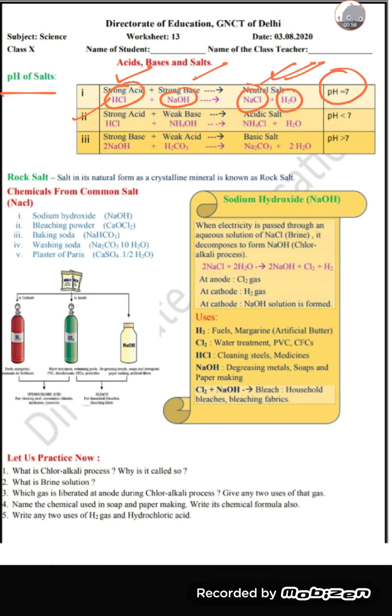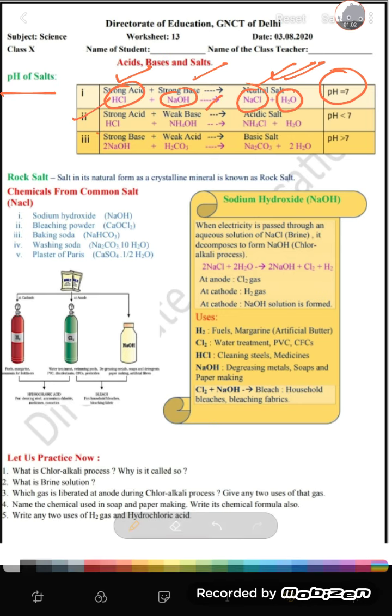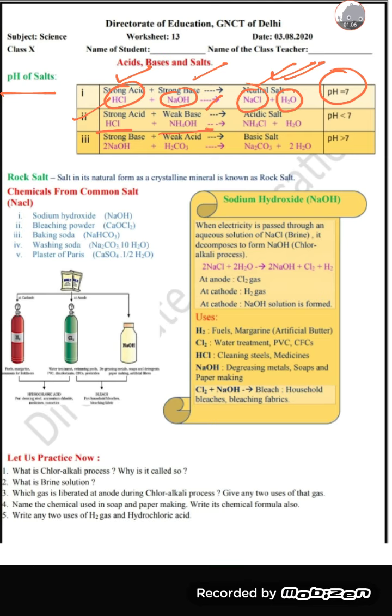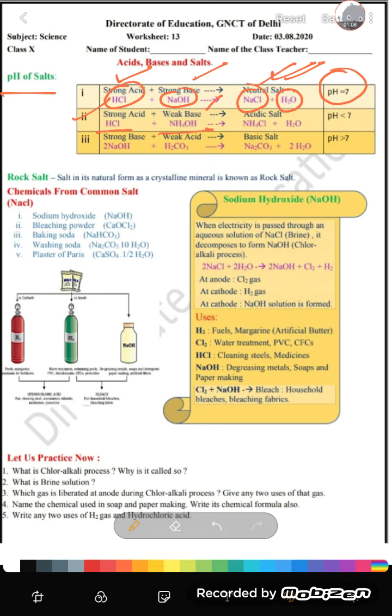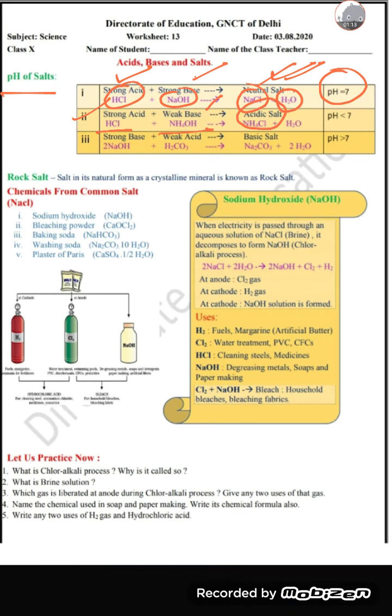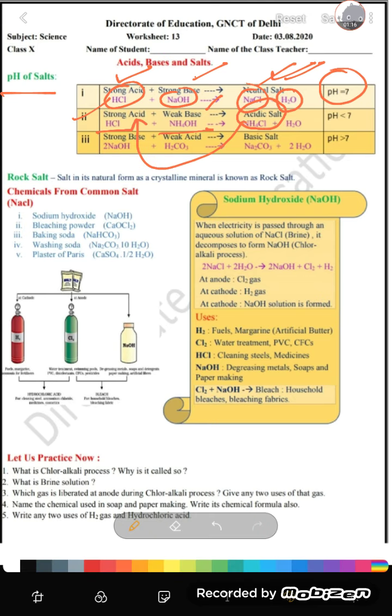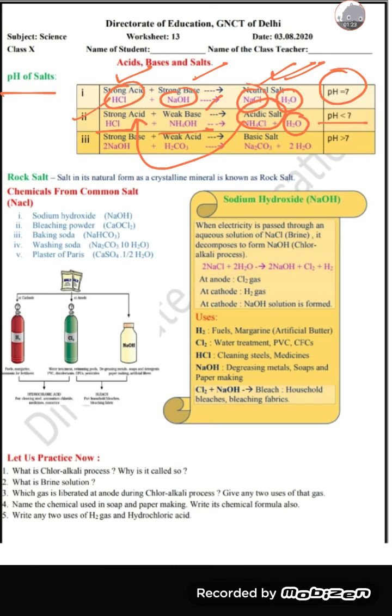Second, we have strong acid and weak base. Example: strong acid again HCl, and weak base ammonium hydroxide. They combine to form ammonium chloride, which is an acidic salt. Why acidic? Because it is a salt of a strong acid. And water is a byproduct. Because it is acidic in nature, pH is less than 7.